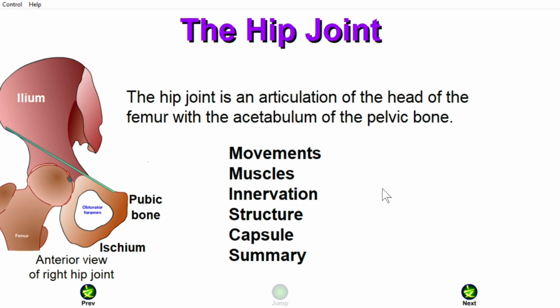The hip joint is an articulation of the head of the femur with the acetabulum of the pelvic bone. On the left, you will see the three bones that make up the pelvic hip girdle: the ilium, the pubic bone, and the ischium. Articulating with it in the acetabulum that they have formed is the head of the femur. We will go over the movements, muscles, and innervation of this joint.